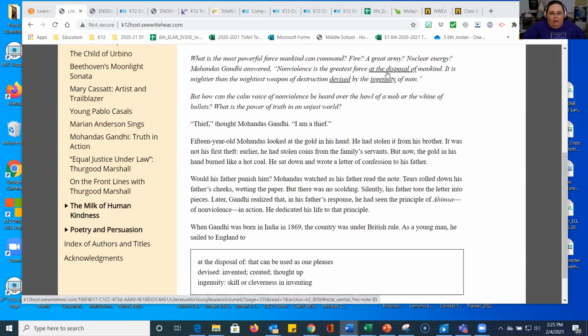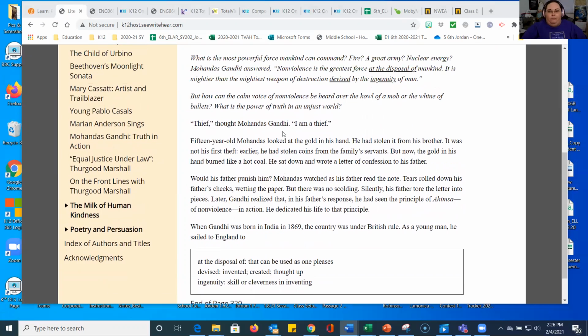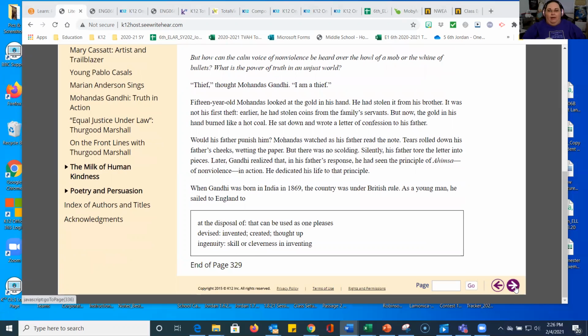Disposal means that which can be used as it pleases. Devised: invented, created, thought up. Ingenuity: skill or cleverness in inventing. So, nonviolence is a great force that can be used by mankind. It's mightier than the mightiest weapon of destruction that is created by the cleverness of man. There you go. And we scroll down here and go to the next page.